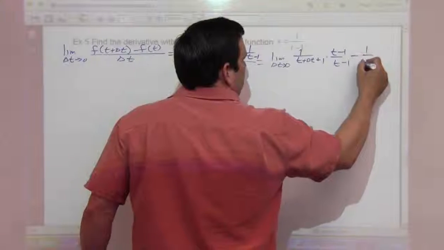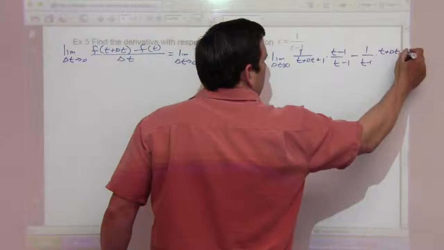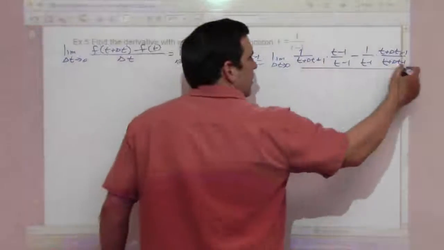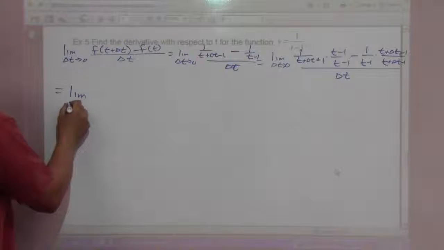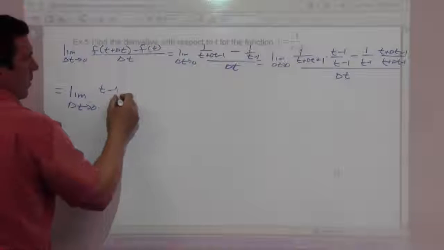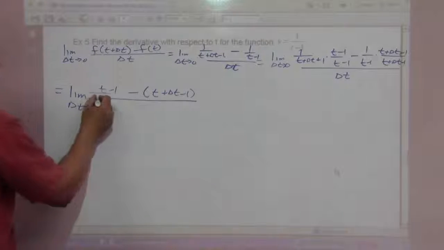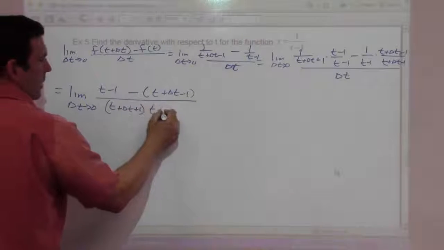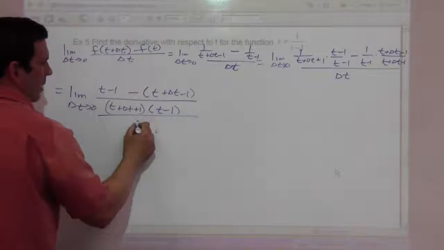Then minus 1 over t minus 1 times t plus delta t minus 1 over t plus delta t minus 1. So we're getting common denominators here. And that's going to be t minus 1 minus the quantity t plus delta t minus 1, all over t plus delta t minus 1 times t minus 1, all over our delta t.